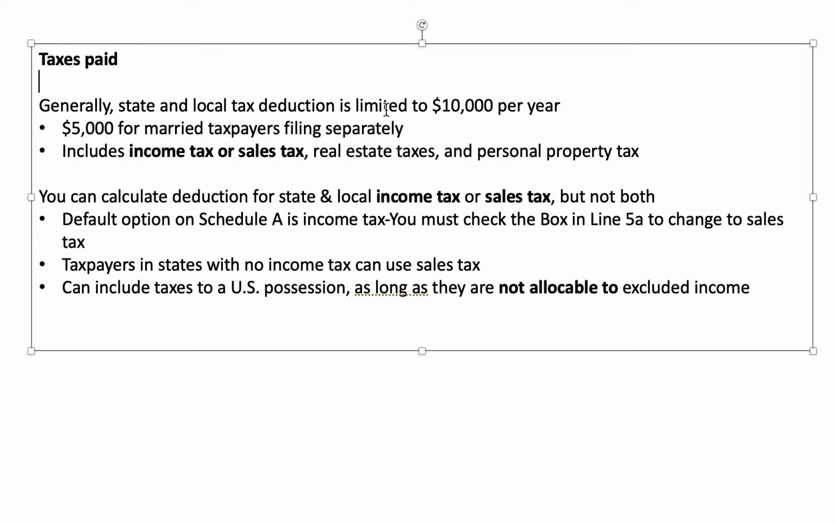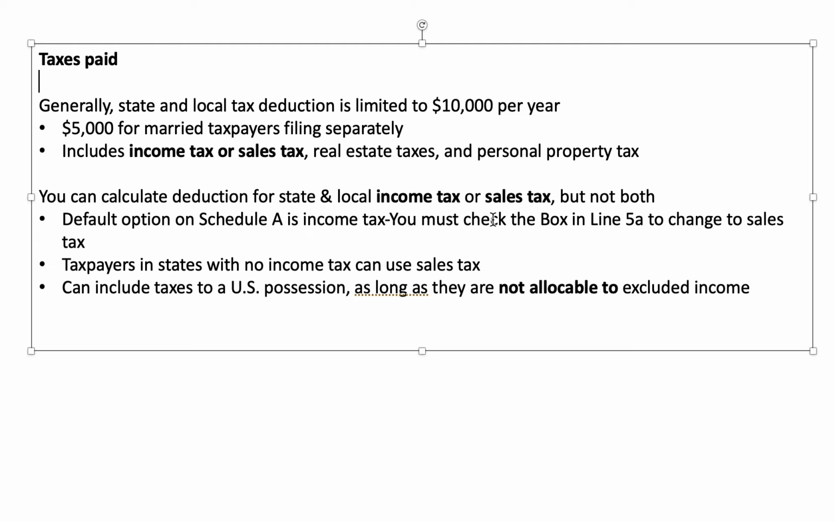So, taxes paid. Generally, you are allowed to take a tax deduction for state and local taxes paid during the year up to $10,000. For married taxpayers filing separate returns, that limit is $5,000. This includes income tax or sales tax, not both. It also includes real estate taxes and personal property tax, which we will cover in depth.